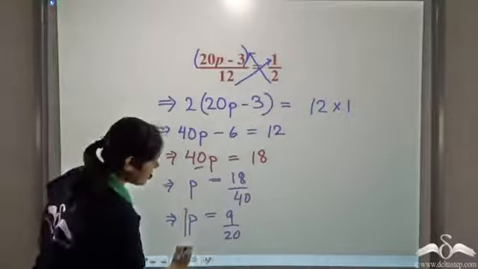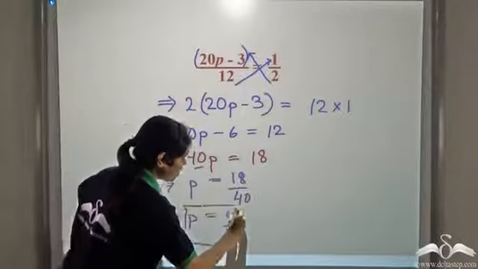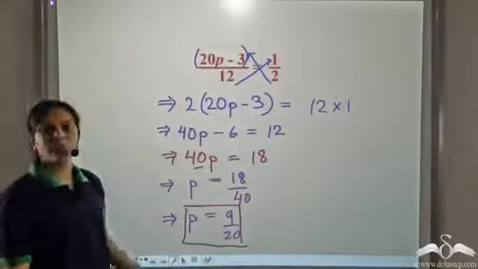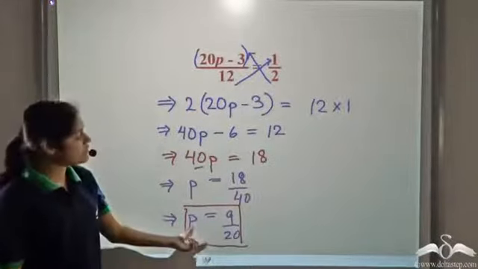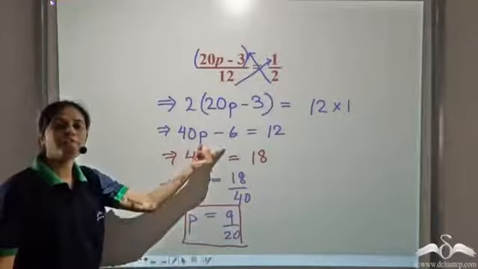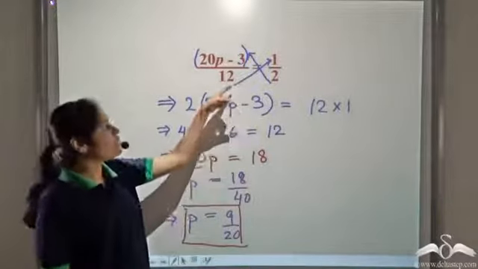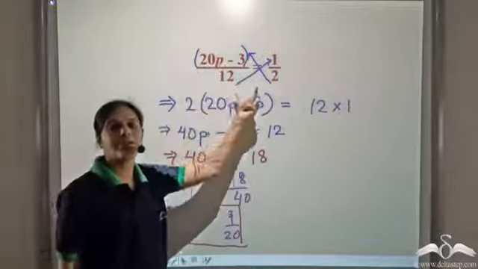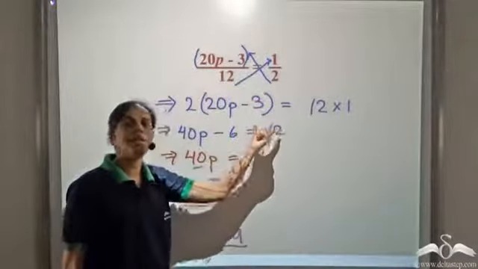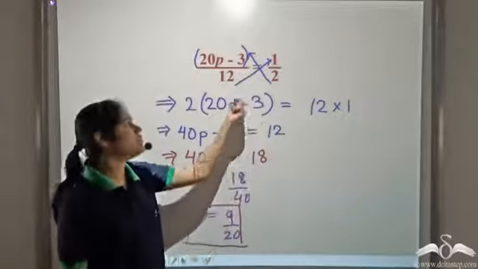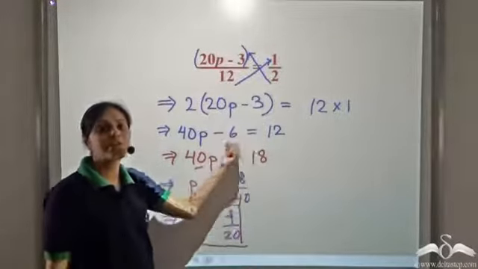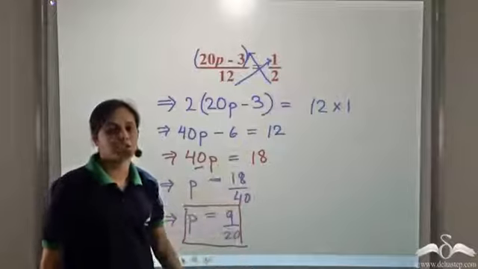So this is the same value of p which we had got earlier. p is equal to 9 by 20. The only difference is we have solved using a different method, that is cross multiplication. So when we have something by something is equal to something by something, we can use cross multiplication for simplifying it first, and then we can solve the equation.